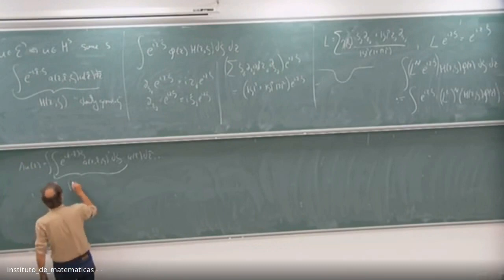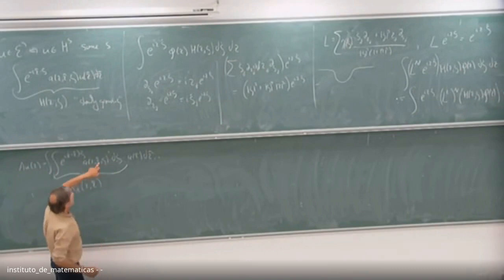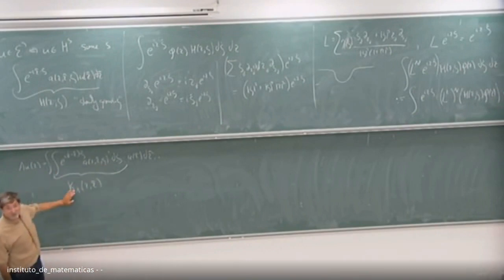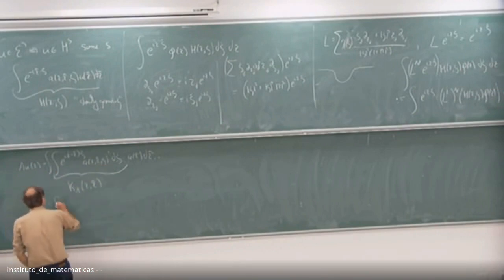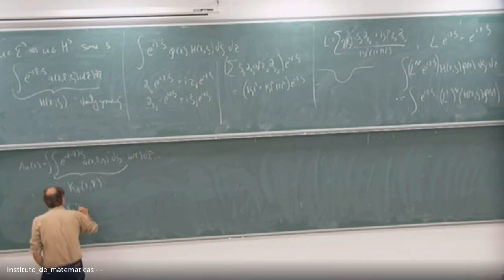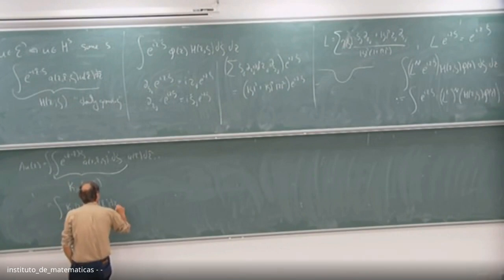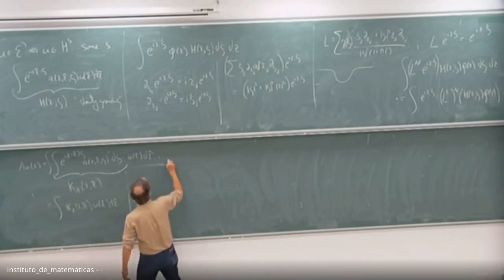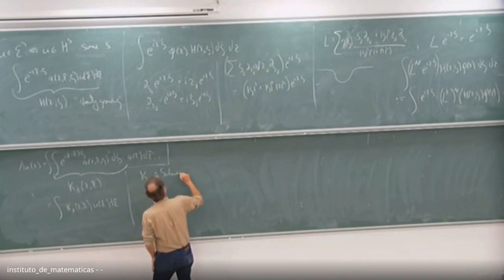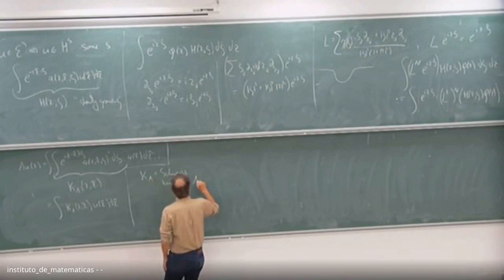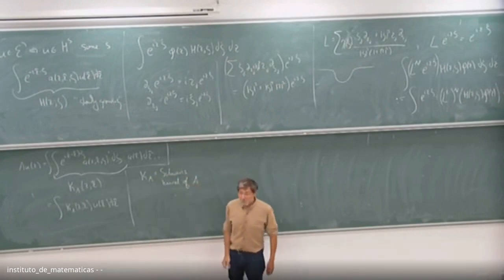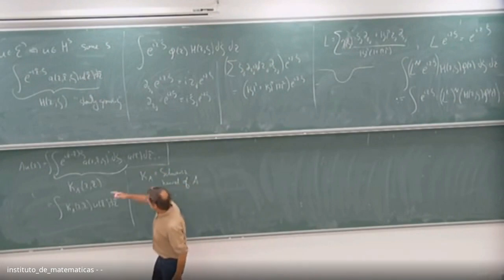So I'm going to call this K sub A of Z and Z tilde. Once I've integrated out the zeta, I'm just left with a function of Z and Z tilde. Namely, I've written this thing as the integral of K sub A of Z and Z tilde, U of Z tilde, d Z tilde. And so K sub A is called the Schwartz kernel.